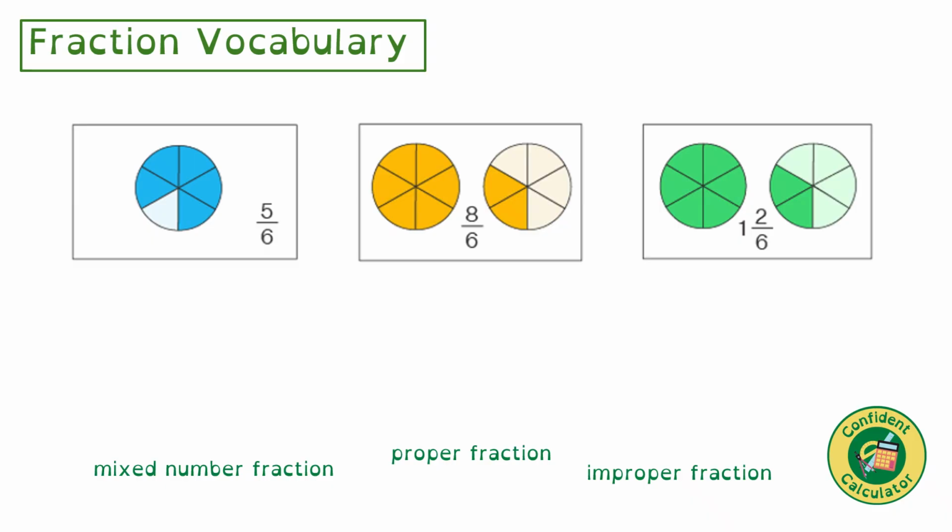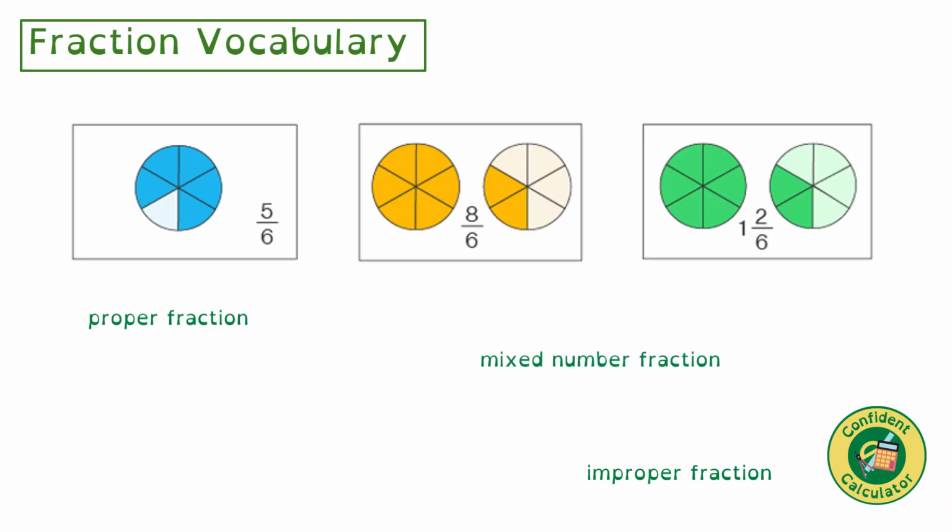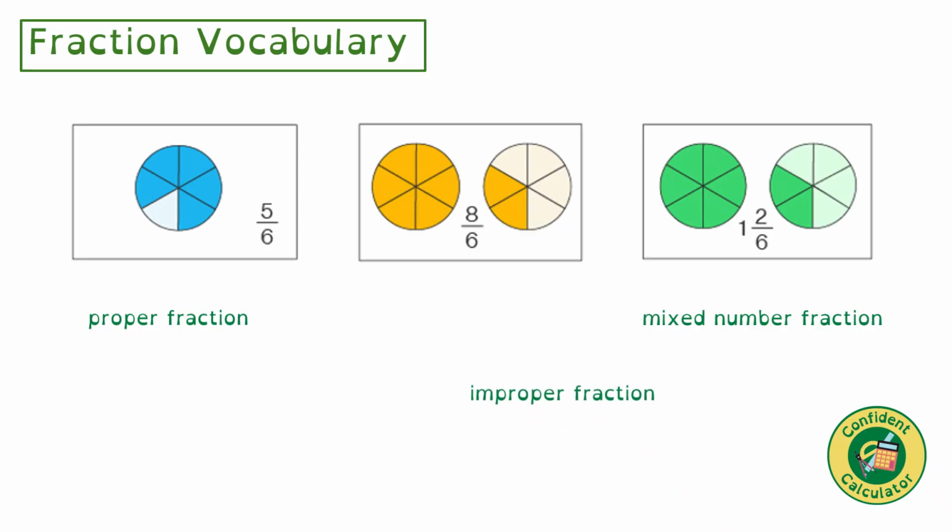Which representation is which type of fraction? Look at the numerators and denominators. 5/6 is a proper fraction. 1 2/6 is a mixed number fraction, which means 8/6 is an improper fraction.